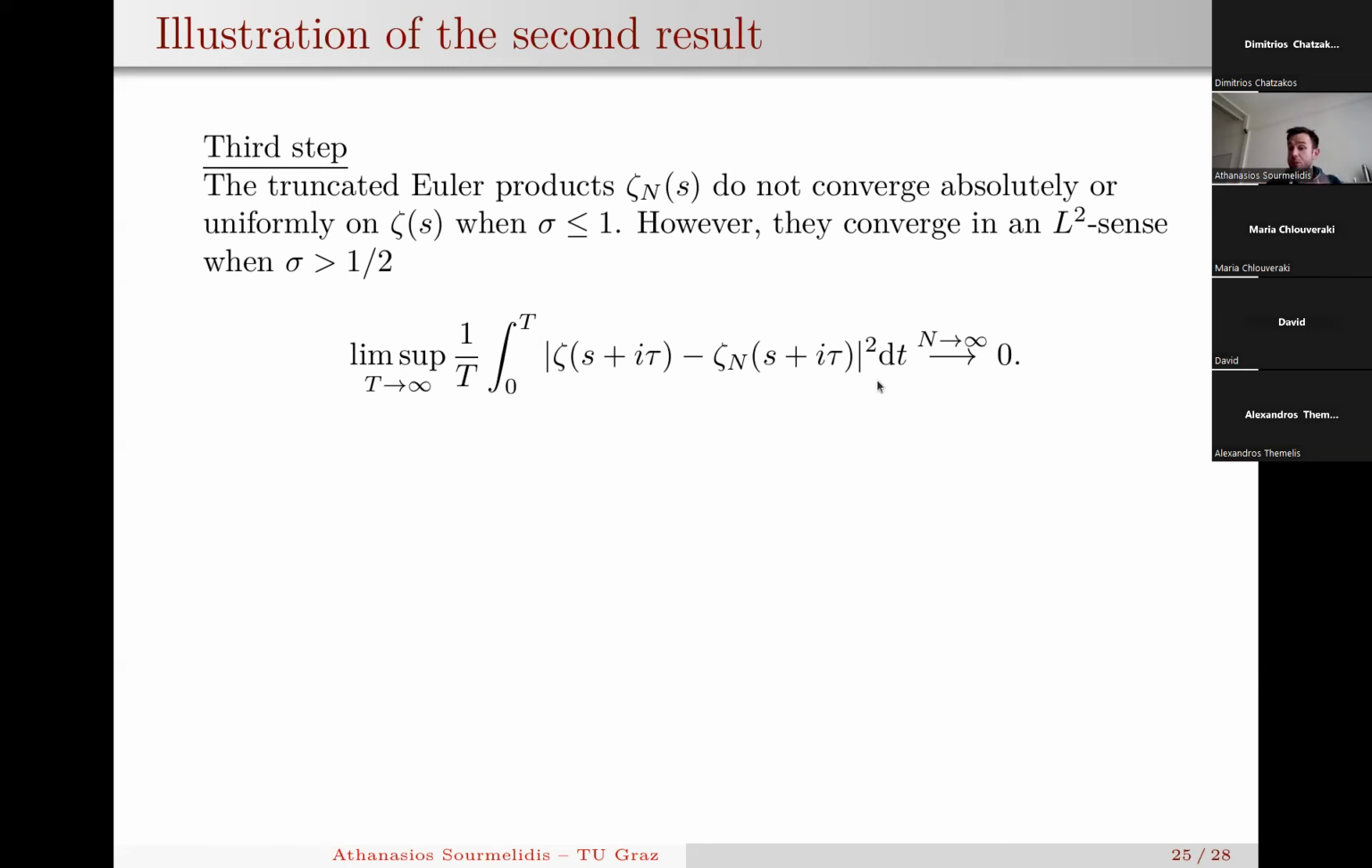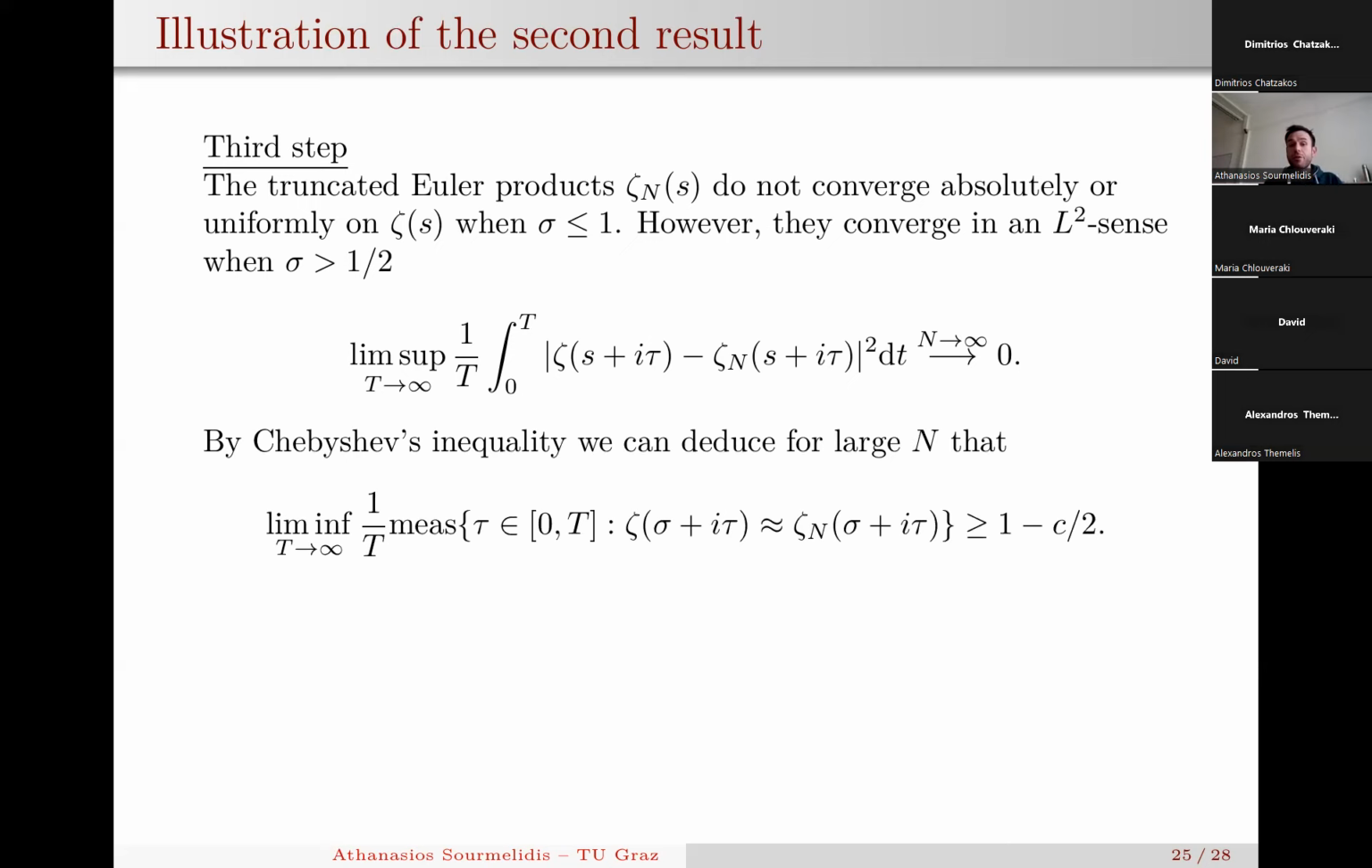Here you have the mean square of the Riemann zeta-function approximated by a truncated Euler product, and this is smaller and smaller the longer you take the Euler product. And Bohr used this fact basically to show that the number of real numbers tau in the interval [0,T], such that the Riemann zeta-function is close to a long Euler product, is at least 1 minus c/2. C is from the previous step.